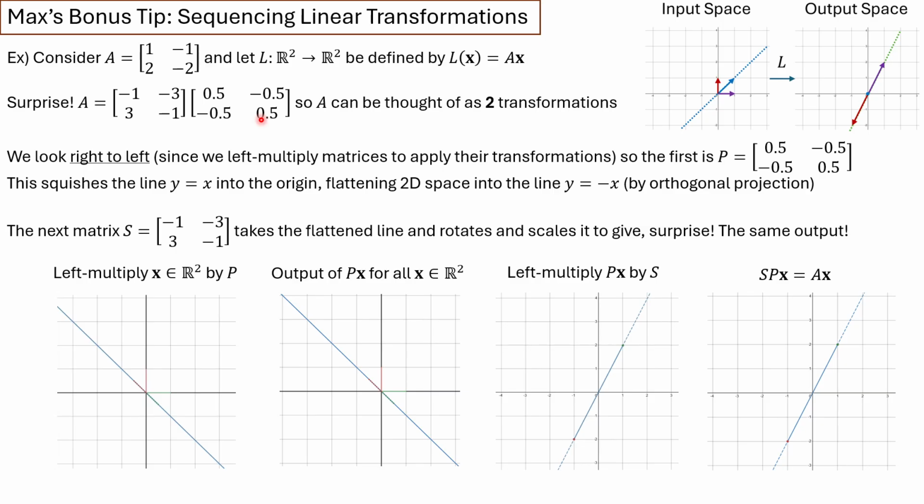Okay, fun fact, this is also a way to find examples of rare commutative matrix multiplication. If you can swap the order of transformations, then the matrices commute. These matrices don't commute because if we were to do the rotation and scaling first, then squash with our orthogonal projection, different points would have different results.